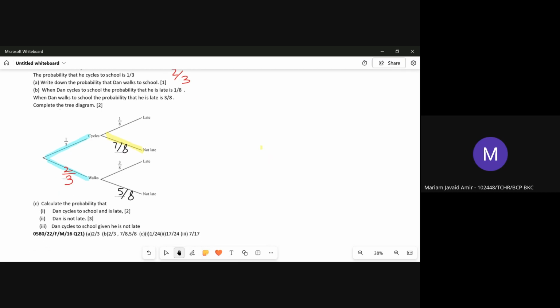Calculate the probability Dan cycles to school and is late. That means they're talking about this whole branch. Cycles to school and is late. And and always means multiply. So Dan cycles to school and is late would be cycling probability 1/3 and means multiply. Then the probability of being late is 1 by 8, so 1 by 24.